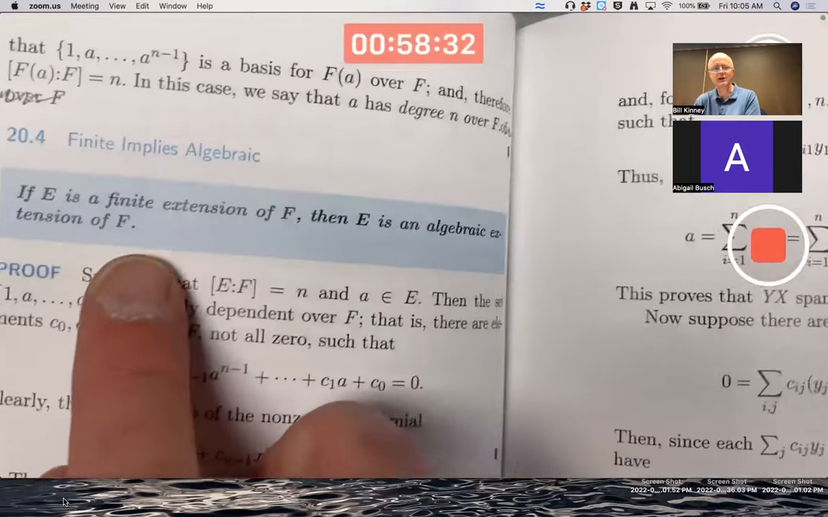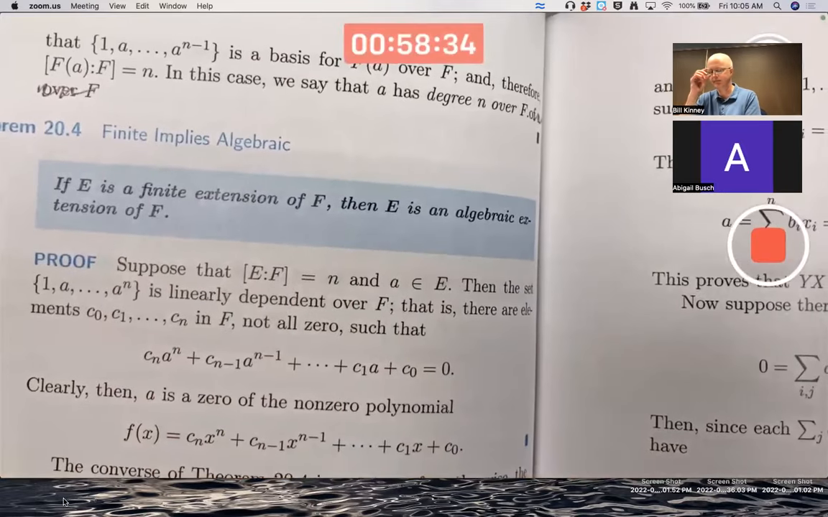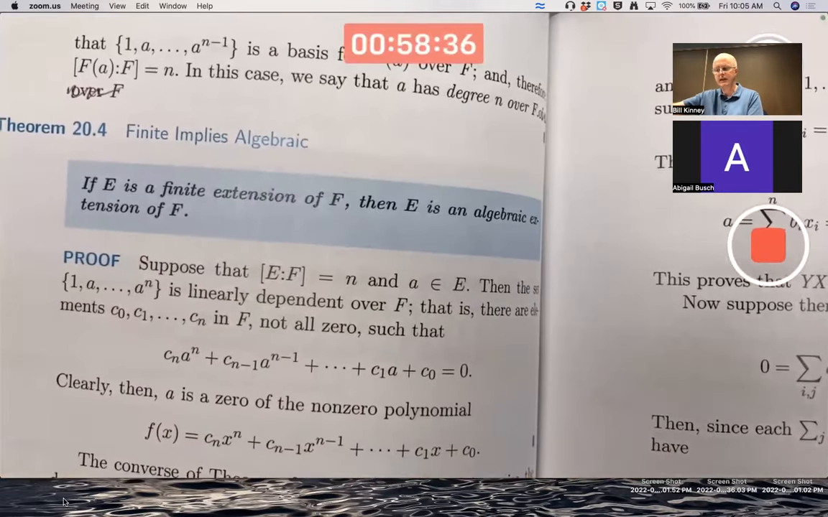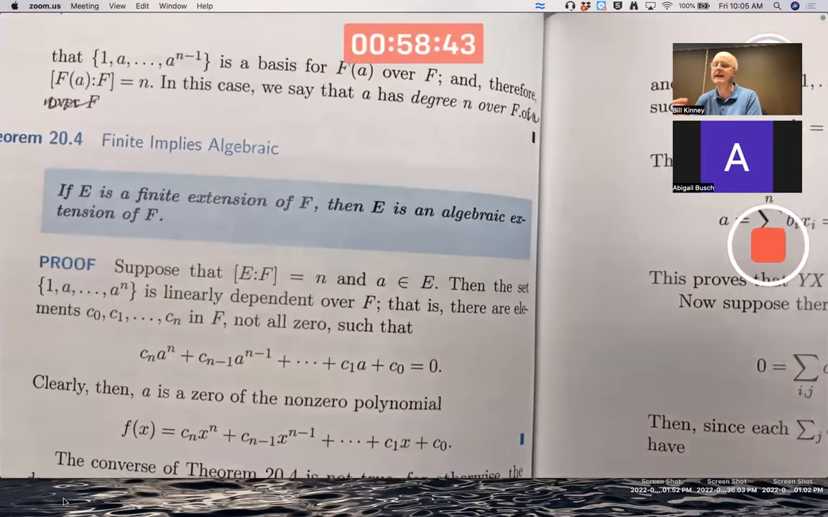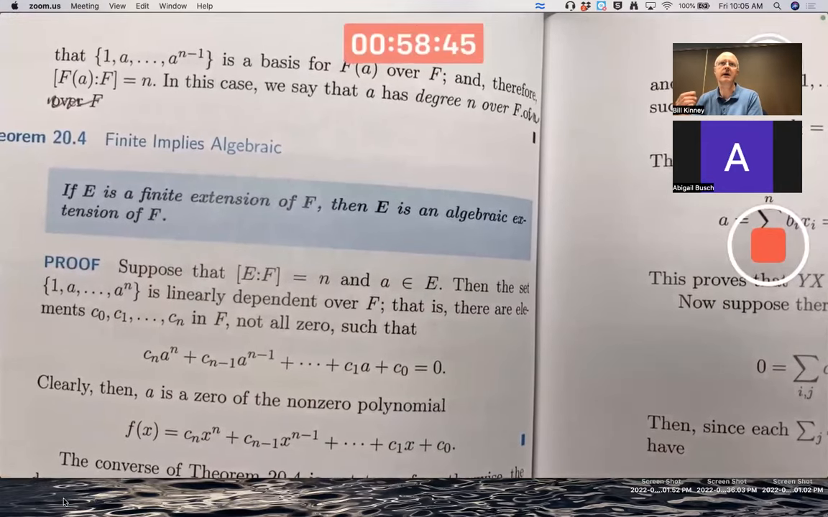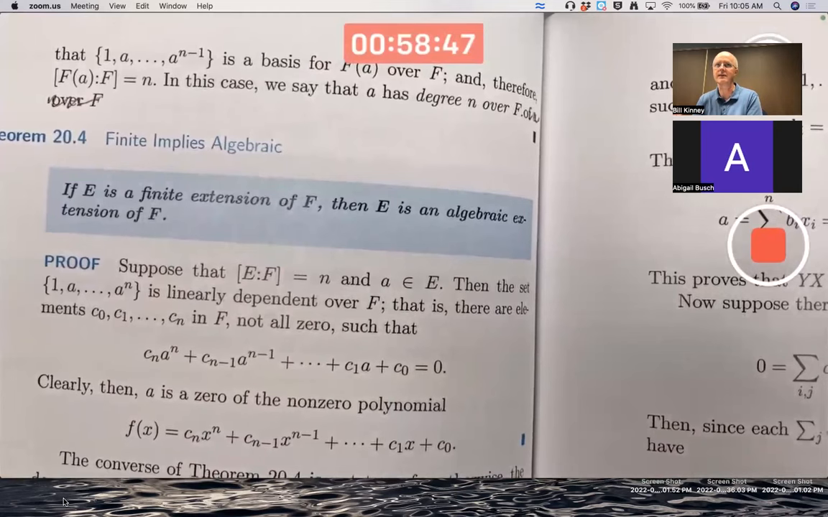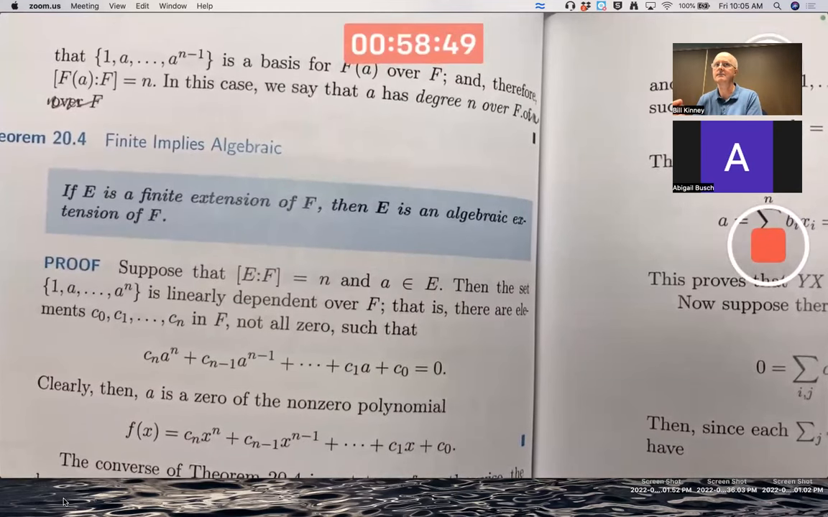All finite extensions are algebraic extensions. If the dimension of E as a vector space over F is finite, if there's a finite basis, then all the elements of E will be algebraic over F, meaning they will be zeros of some polynomial with coefficients in F. That's the definition of algebraic.